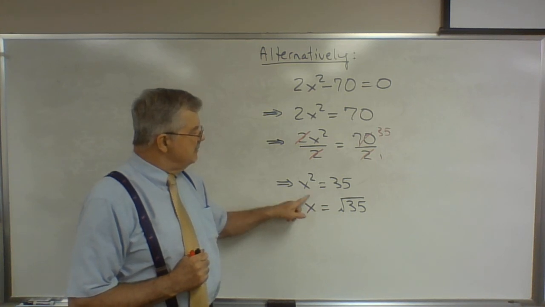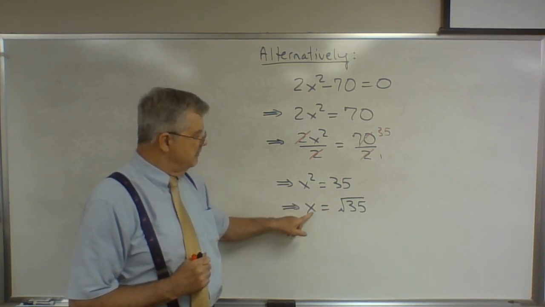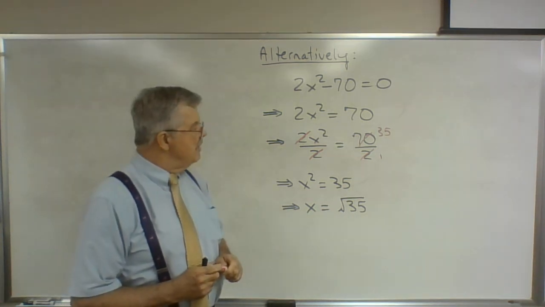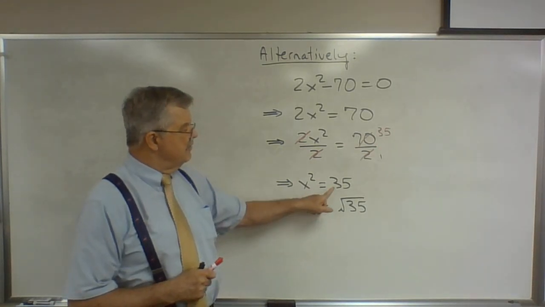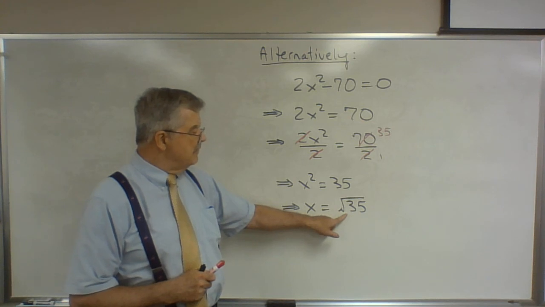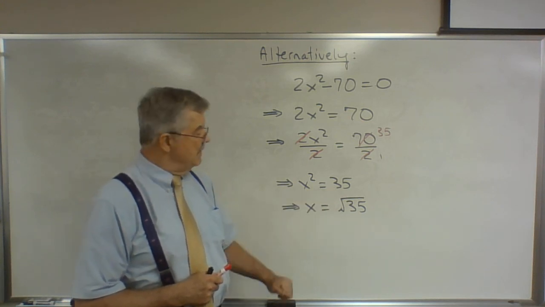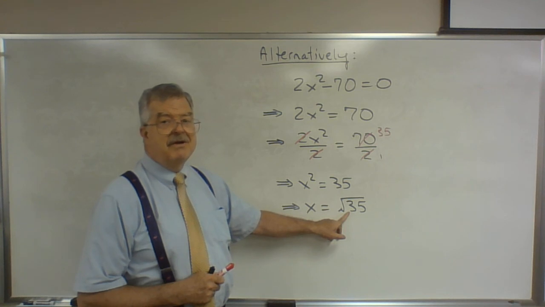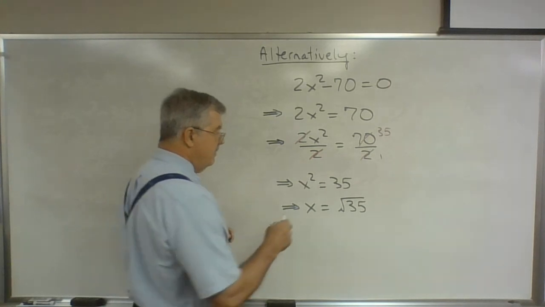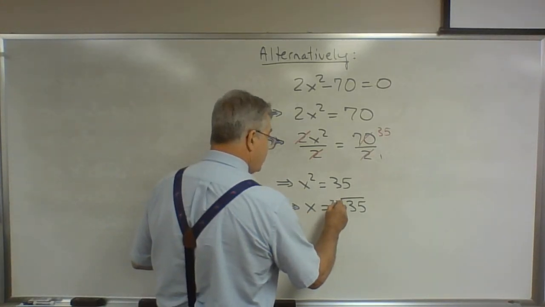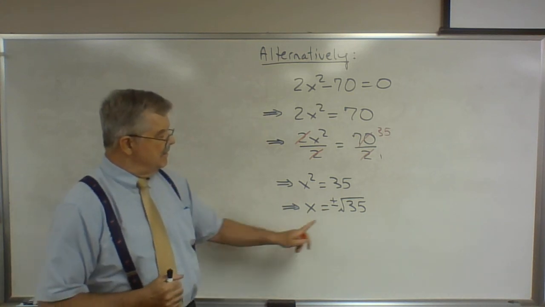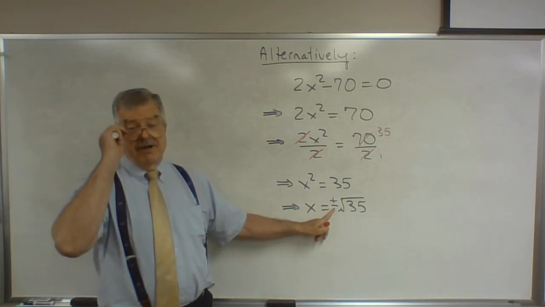There are actually 2 square roots. See, there are 2 numbers that we can square to get 35, aren't there? We can square the square root of 35 and we can get 35. We can also square negative the square root of 35 and get 35. This equation has 2 roots. This is something we have to watch out for.